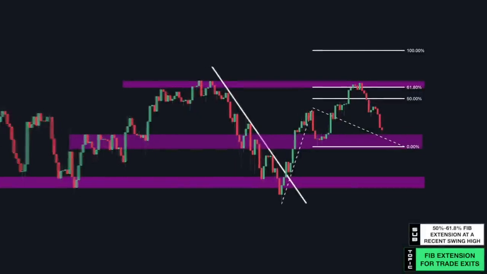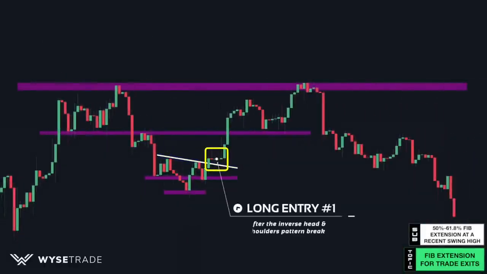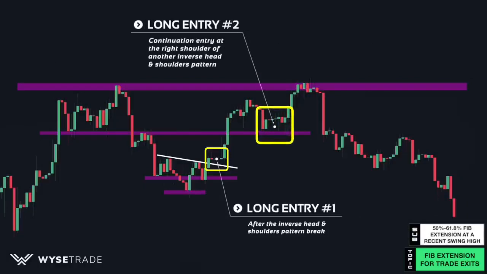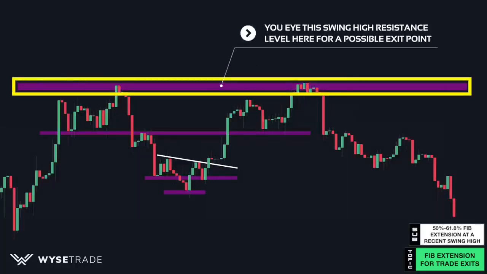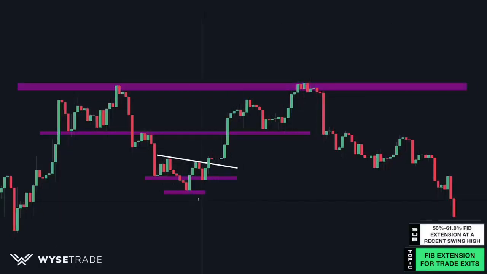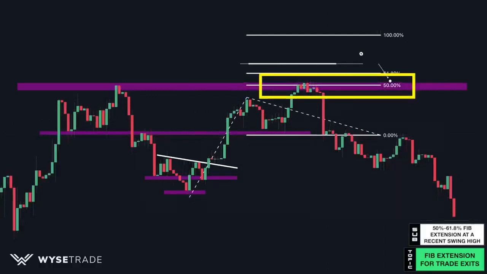So let's show this again. So you went long at this inverse head and shoulders pattern and break here, or through the continuation entry here at the right shoulder of another inverse head and shoulders pattern. You are then eyeing this key resistance level here for an exit point, as it is a swing high and highest price point in recent time. When you apply your Fibonacci extension tool, the 50% fib extension level also lines up perfectly.